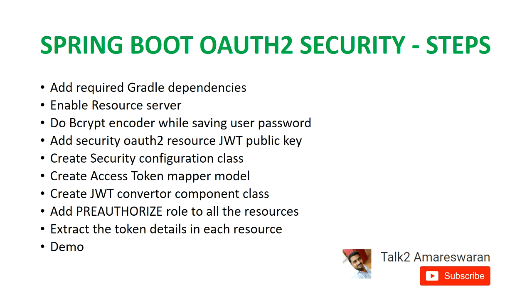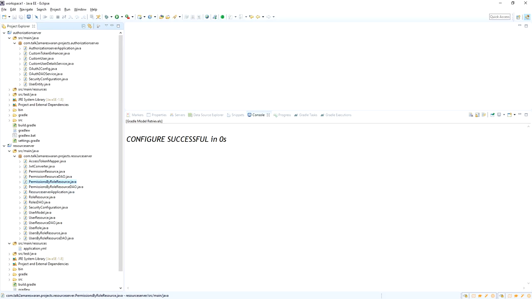I will just show you how to extract the token details inside the API. I will show it in the example for one API. If you need, you can add it to the other endpoints also. So now I'm going to show you in the permission resource.